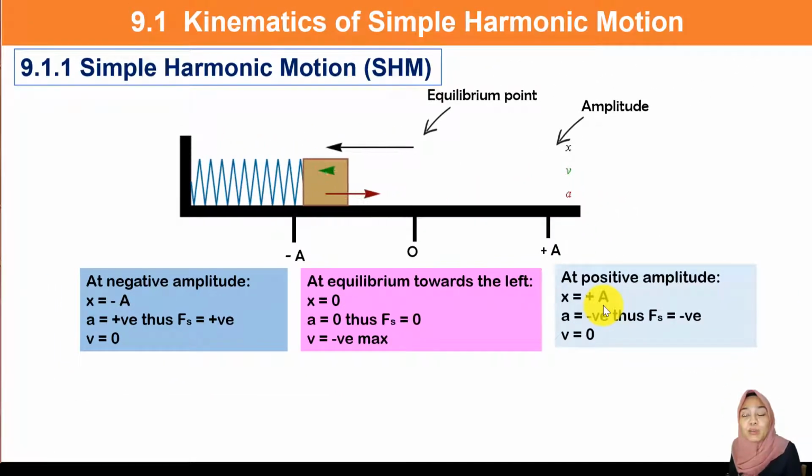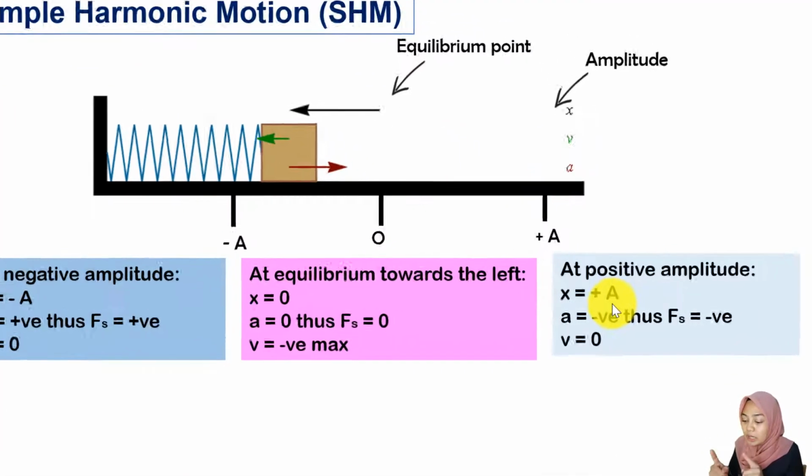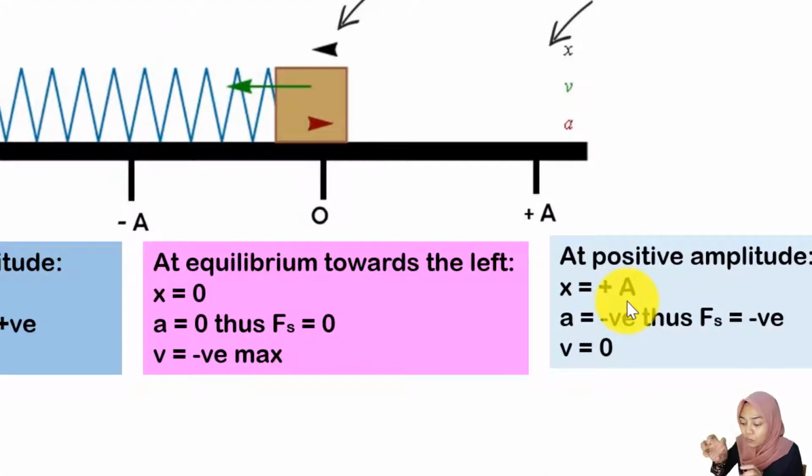Now, what happens at the equilibrium? At equilibrium we have two situations. The first one, if the object moves to the left, x is 0, obviously, because at the equilibrium point the displacement is 0. Since the displacement is 0, the acceleration also becomes 0, hence the restoring force also becomes 0. But look at the velocity. Now the velocity becomes negative because the object moves to the left.